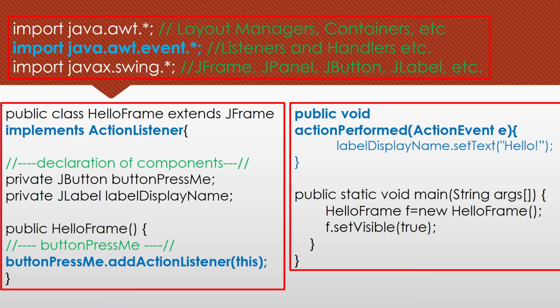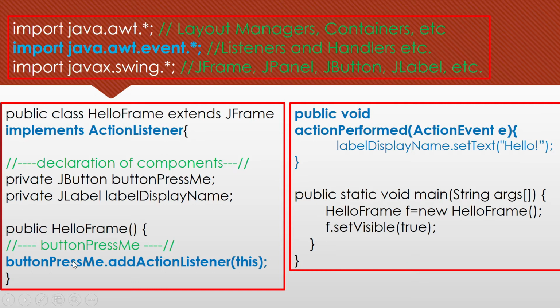So we have here a sample template in building GUI event handling. We have to import java.awt.event for listeners and handlers. And next, let's have the first step. We'll implement a listener, so we have here implements ActionListener. ActionListener is used because our source is the button Press Me, which is a JButton component.